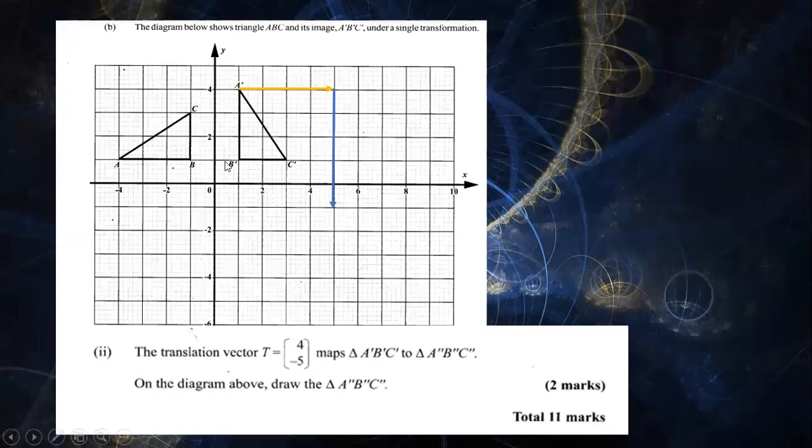What about B to B prime? Same process as well as C to C prime. Let's try C. You jump 1, 2, 3, 4 across, and then we come down 1, 2, 3, 4, 5. Similarly for B, it's going to be 4 across and 5 down, and at the end, you just simply connect the dots and make a triangle. Any questions there? Great.